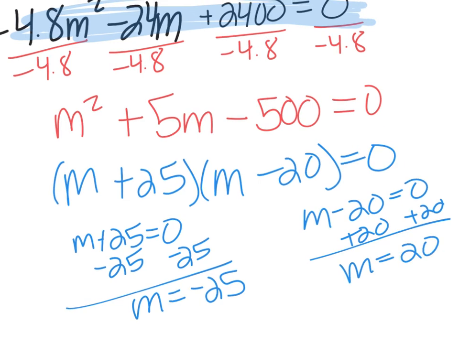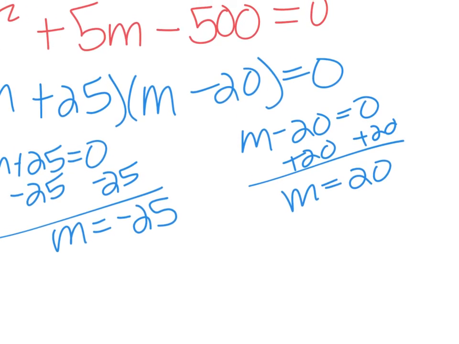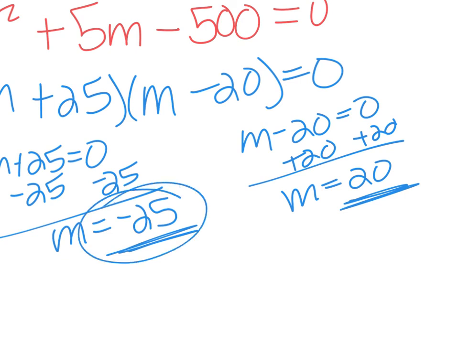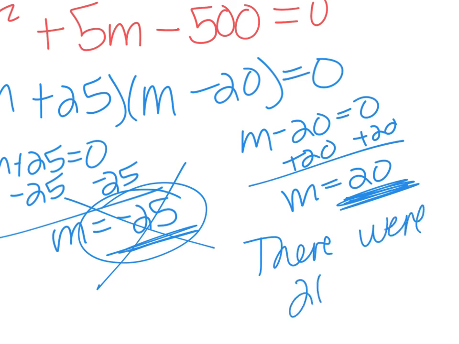Now remember, our question was how many members could go. So here's a case where we have two answers, but in terms of numbers of members, only one of those answers makes sense. It does not make sense to have a negative number of members go. So in that case, this answer just doesn't relate to what the question's asking. So the positive 20 is the number of members. So there were 20 members on the trip.